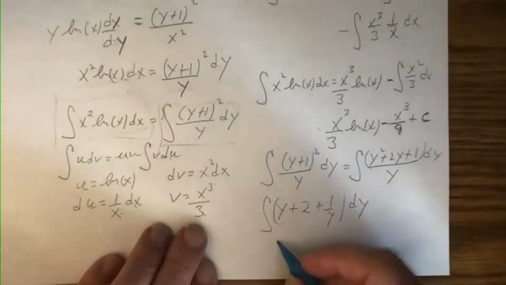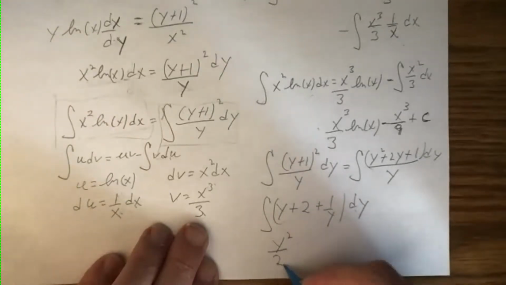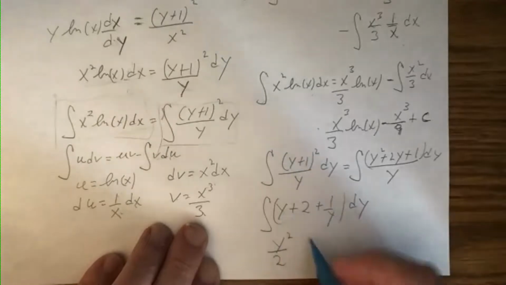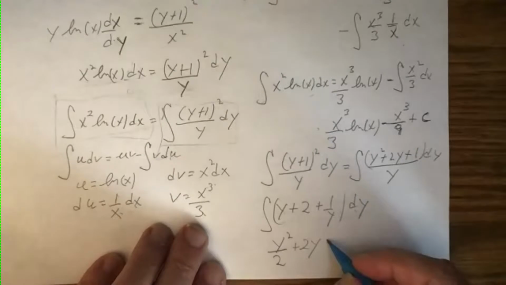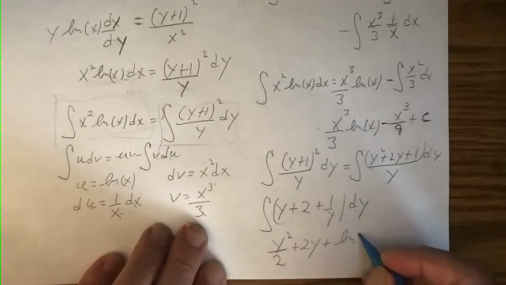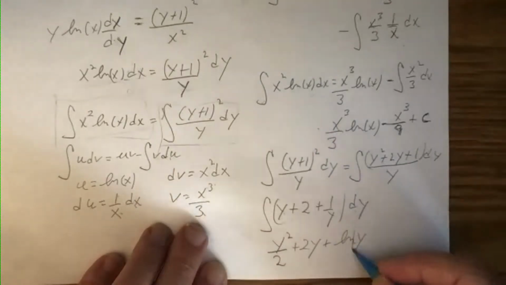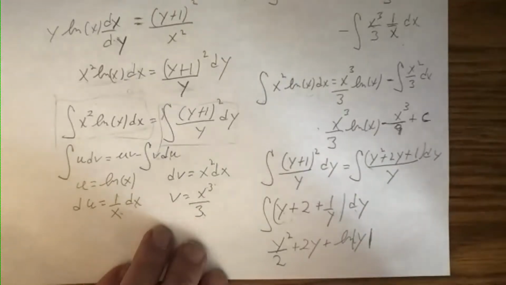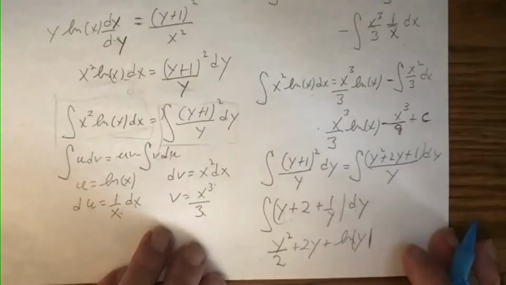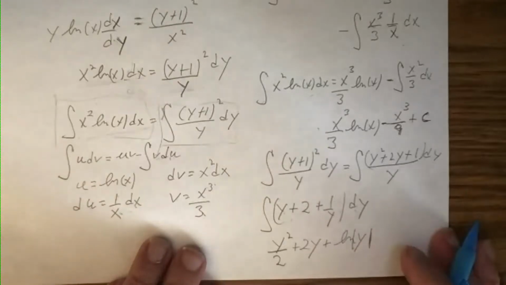So this is going to become y squared divided by 2, right? When I integrate this, it is going to become 2y, and then this is going to become the natural log of y. And I really should put absolute value. Y cannot go negative. Okay, so that's this integral. So now we're done. We just put the two together.